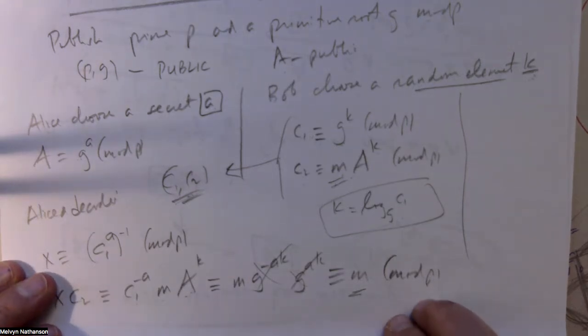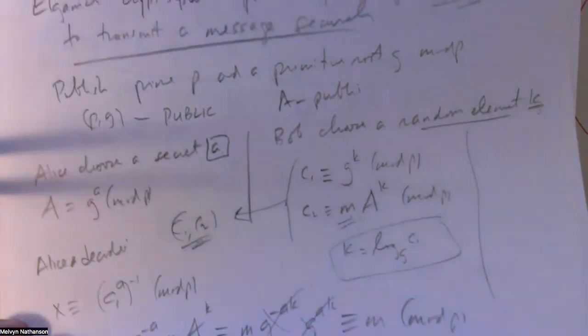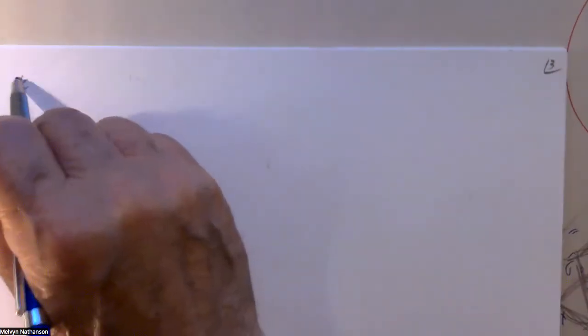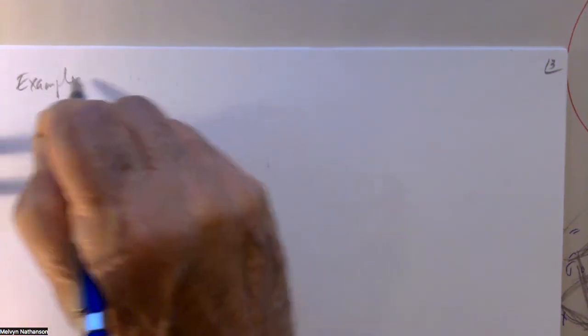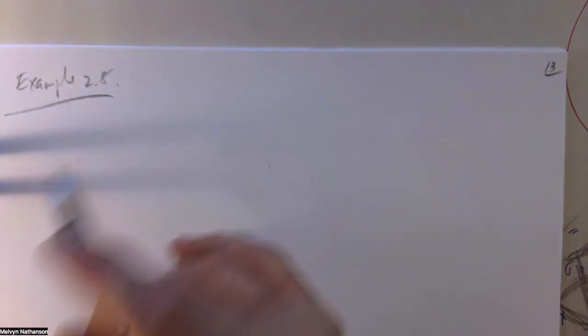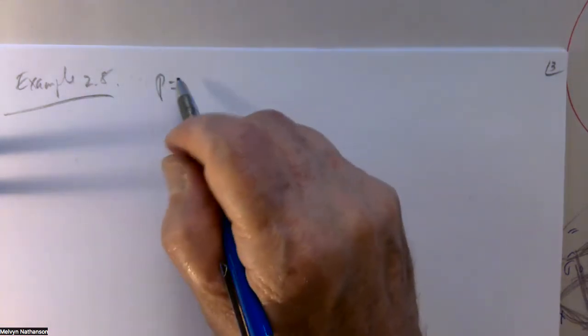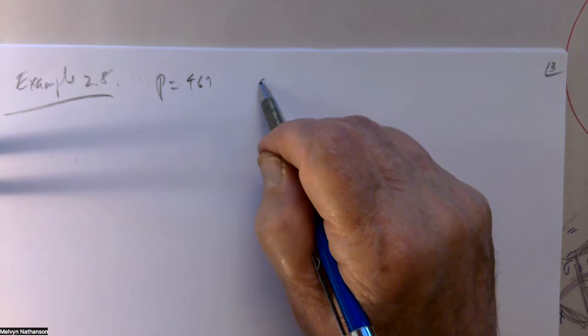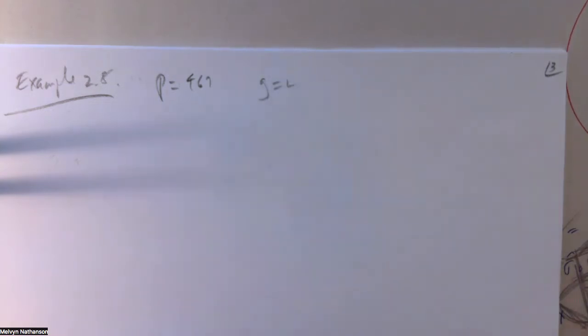And let me work out an example of this so you see it in practice, and because it's easier to study what's in the book. Also, I'll just use example 2.8 from the text. You take the prime P equal 467, and it turns out that G equal 2 is a primitive root mod 467.